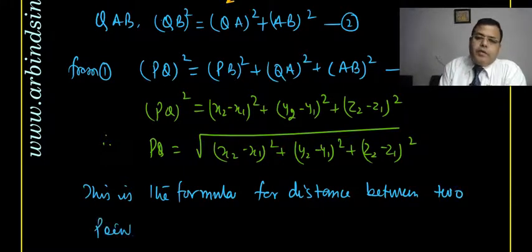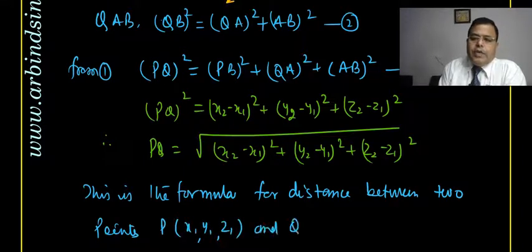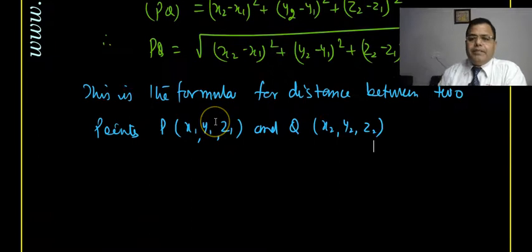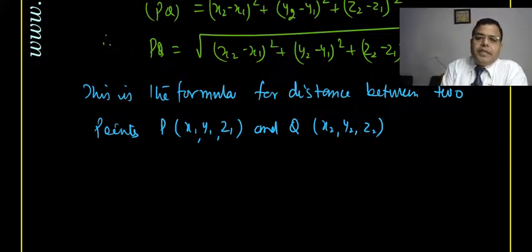between two points P x1 y1 z1 and Q x2 y2 z2. Now, a special case can be considered, something like a special case.